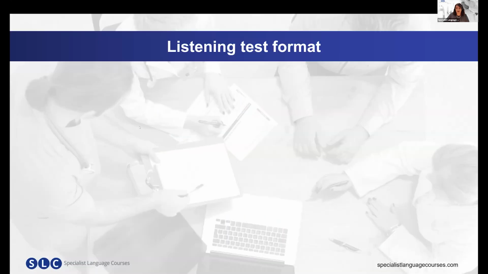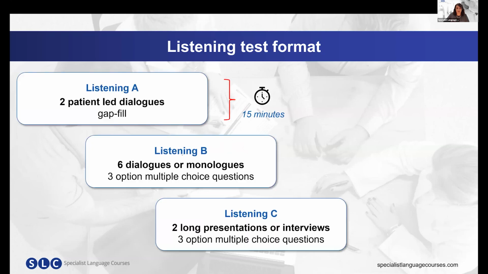So let's take a quick look at the format of the listening test. We have listening A, which is 15 minutes and 2 patient-led dialogues. Then listening B, which is the one we're talking about today, you have 6 dialogues or monologues, so it can be a mixture of both, and you have 3 option multiple choice questions to answer. All of this takes about 10 minutes. Then listening C, 2 longer presentations with 3 option multiple choice, and that again is a bit longer at 15 minutes.